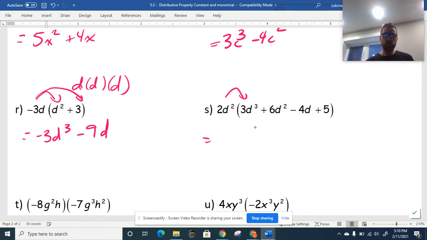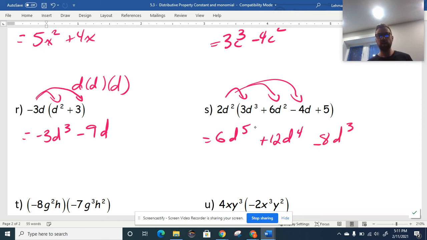Okay, keep going. 6d to the exponent 5 plus 12d to the exponent 4 minus 8d to the exponent 3, and 2 times 5 is 10d to the exponent 2. So lots of distribution happening here.